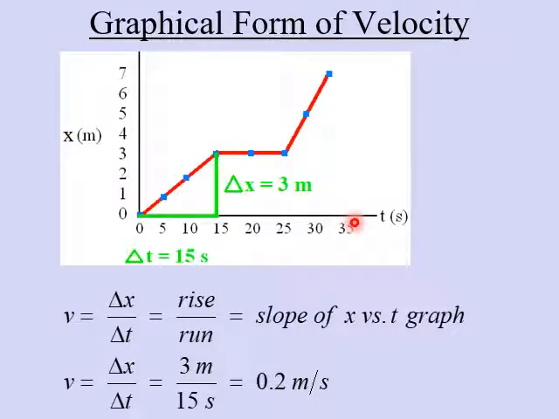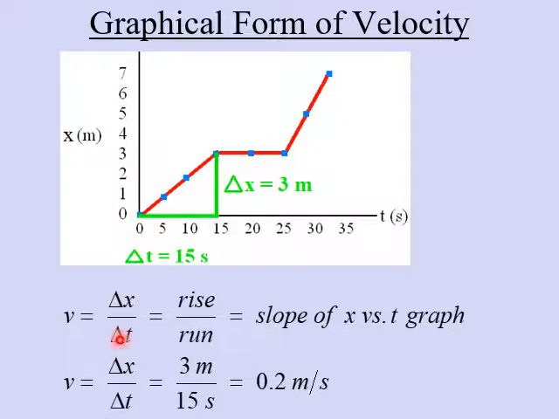So let's think about her velocity now. What we're going to do here is let's just consider the first 15 seconds when she was walking from 0 to 3 meters. So remember that velocity is defined as delta x over delta t. Well, delta x, if we look at this graph here, is the rise in this graph. It's how far this graph goes up because x is plotted, remember, on the vertical axis here. All right, so her displacement was 3 meters.